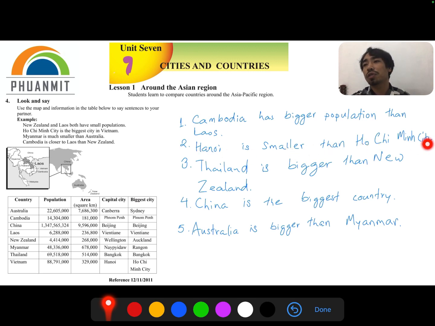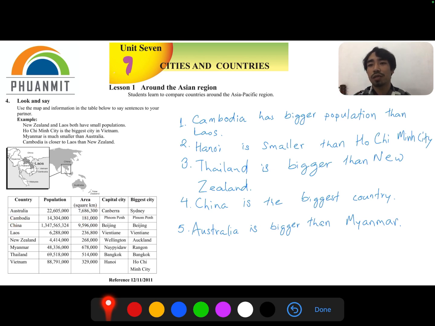So Hanoi is smaller than Ho Chi Minh City. Number 3: Thailand is bigger than New Zealand. Thailand is about 500,000 square kilometers, New Zealand is about 200,000 square kilometers. So Thailand is bigger than New Zealand. Which is the biggest country? China. China is the biggest country. And the smallest country in square kilometers is Cambodia, right? Cambodia is only about 100,000 and Laos 200,000 square kilometers, so Cambodia is the smallest country.